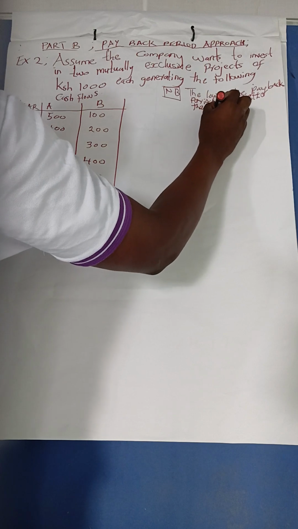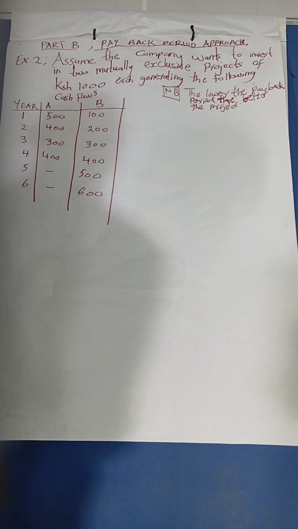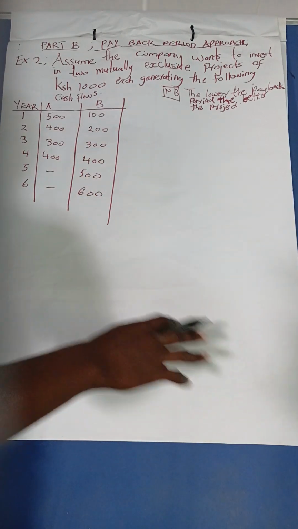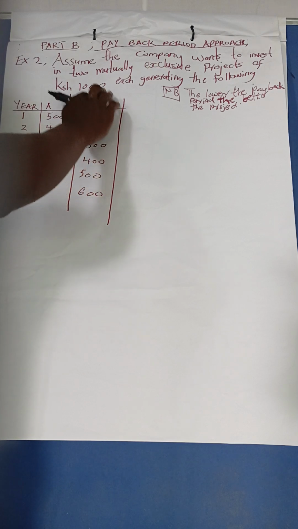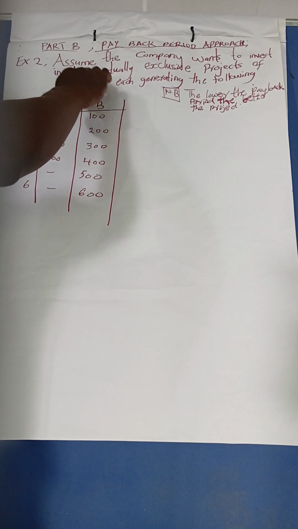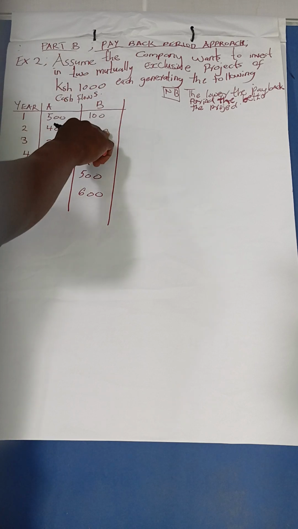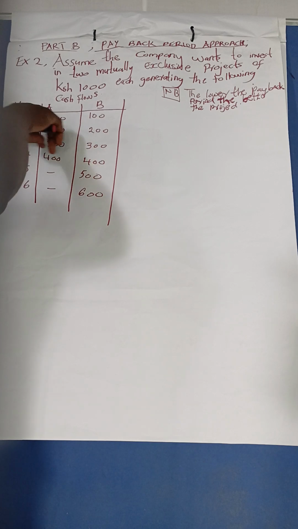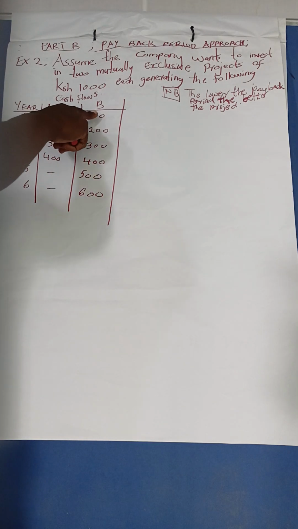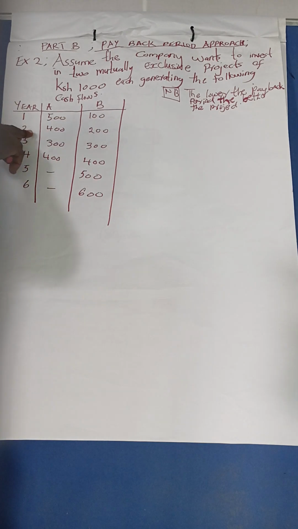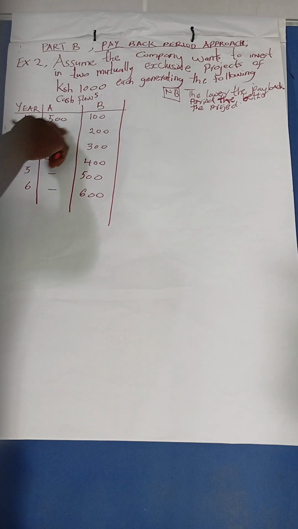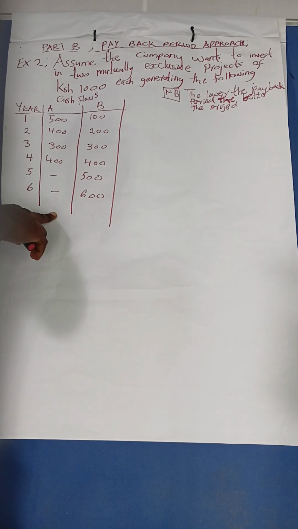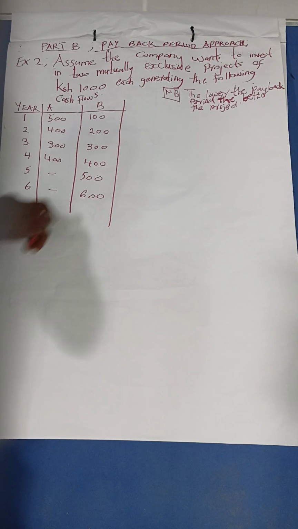What do I mean? As I've said, these are mutually exclusive projects. They serve the same purpose and they compete against each other. How do you know? We have been given the cash flow for each project. We have invested 1,000 as initial investment cost in two projects, but they compete using the cash flow. In the first year, project A gives us 500 and project B gives us 200. Second year, project A gives us 400 and B gives us 200. In the sixth year, project A is not giving us anything, but project B will give us 600.